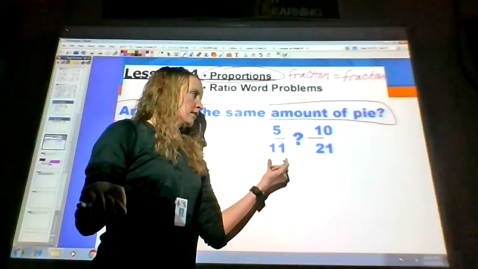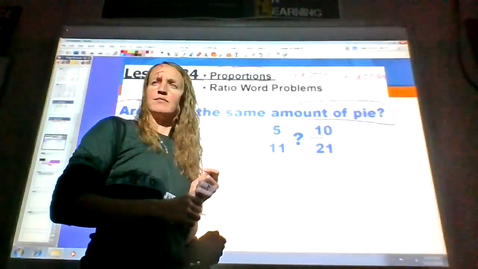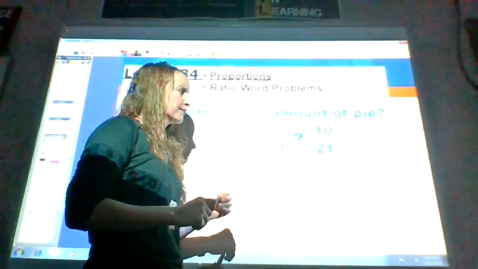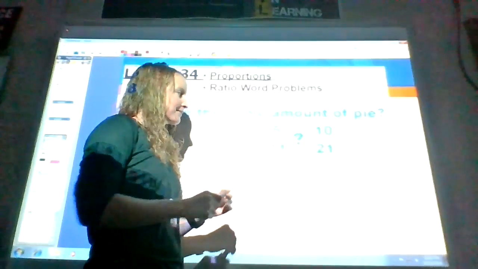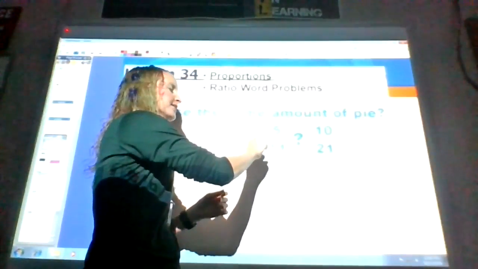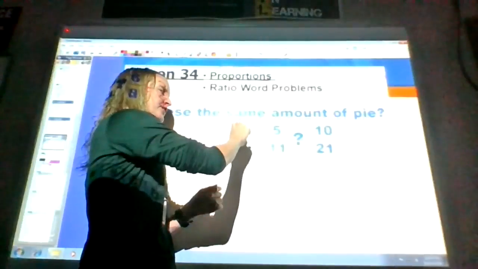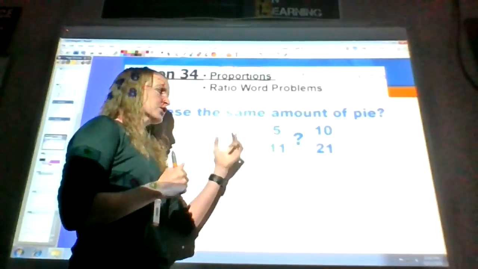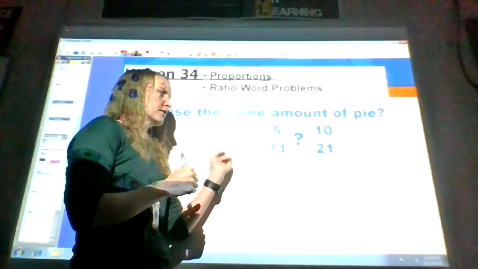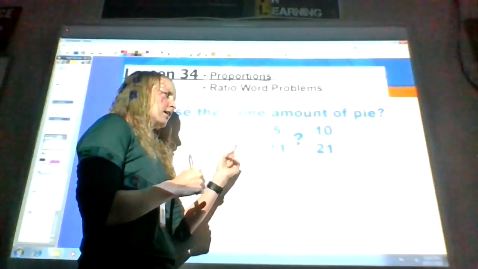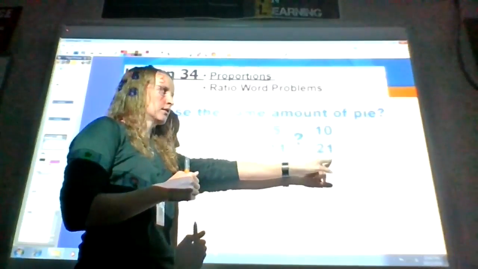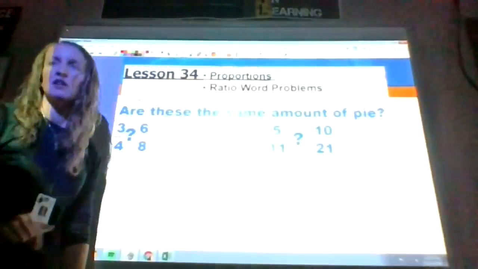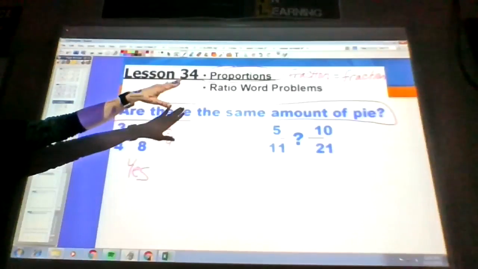Which one would be more? It would be the 5/11. So if you would double this, you would have 10 over 22, right? Which would not be as much as the 10 over 21. So yeah, it's really close, really close. All right, so that's what we have for proportions.